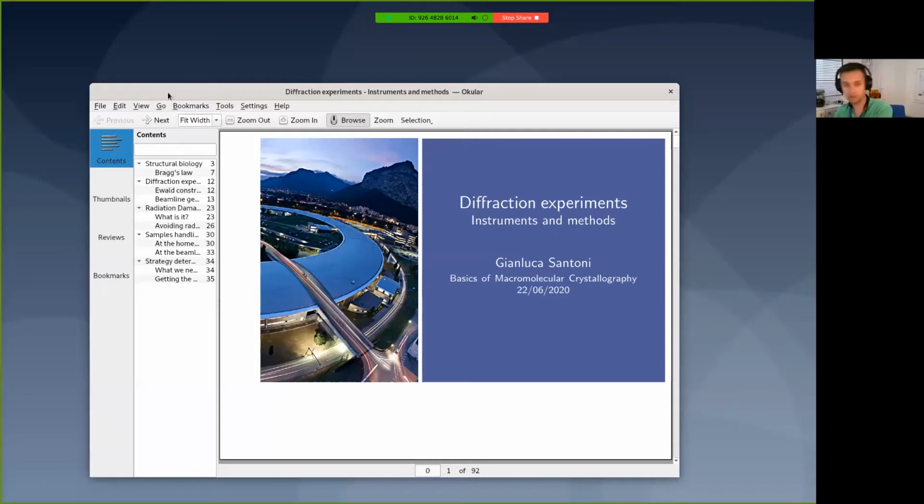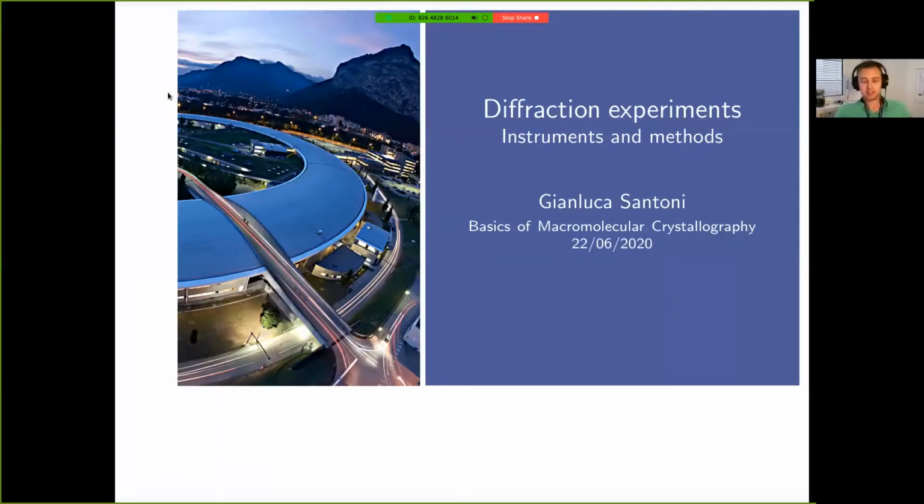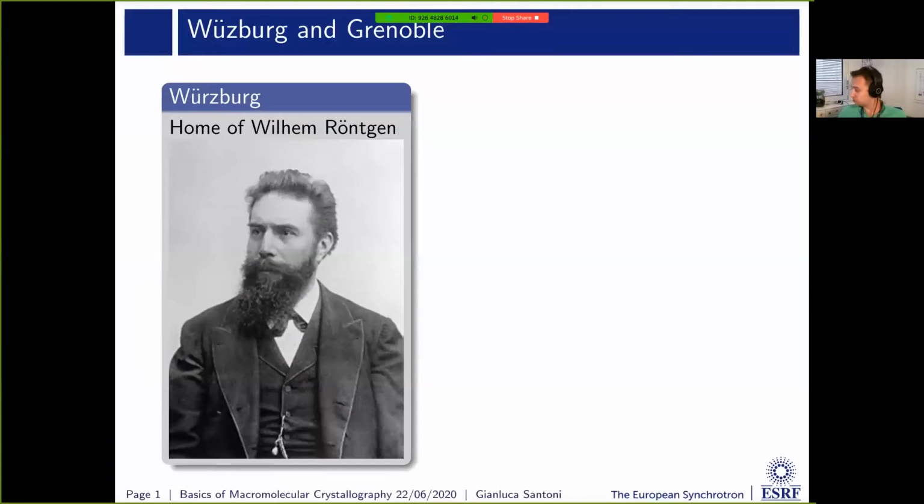So today I will be giving you an introduction on how a diffraction experiment is thought and built. And obviously this is by no way meant to be a complete course on diffraction or on crystallography, but it's just my take on how you can learn why we do certain things when we collect data at the Beamline. First and foremost, it's very nice to give this talk here today.